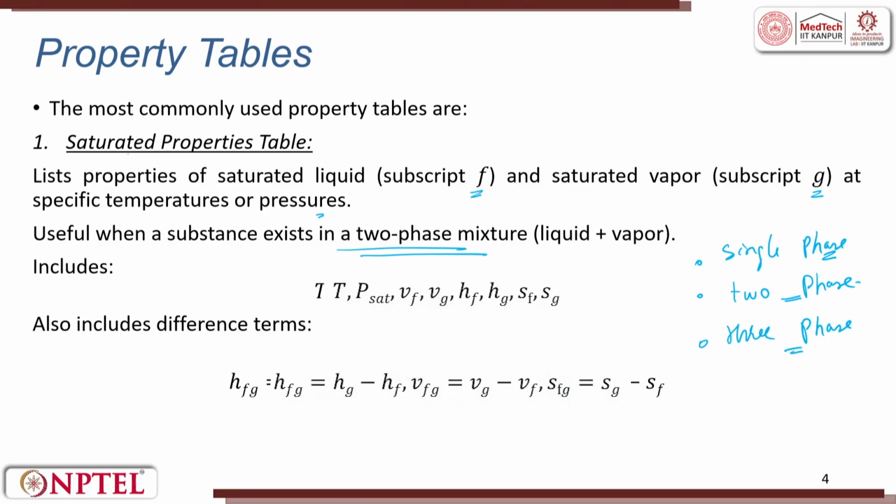to understand the system. So, useful when substances exist in two phases, when it comes out of a boiler, liquid plus steam, liquid plus vapor, which includes temperature, P saturation, v_f saturated liquid, v_g saturated vapor, then h_f is enthalpy for liquid, h_g is enthalpy for vapor, s_f is entropy for a liquid, s_g entropy for a gas, which also includes terms like h_fg written as h_g minus h_f, v_fg written as v_g minus v_f, s_fg written as s_g minus s_f. So, these are the useful properties which you can extract from the table.